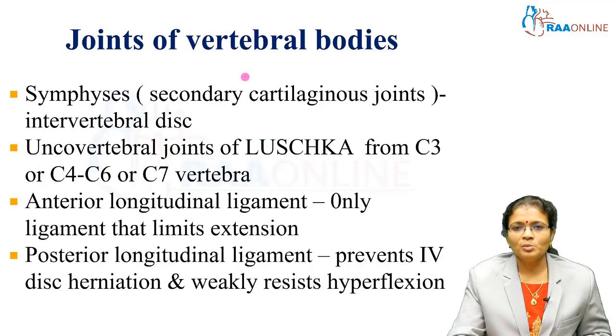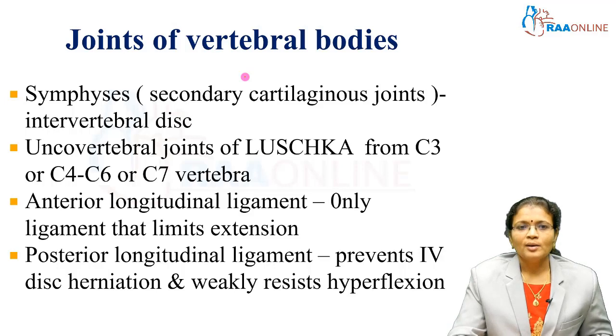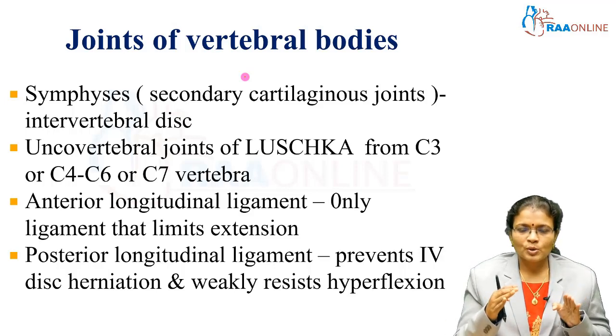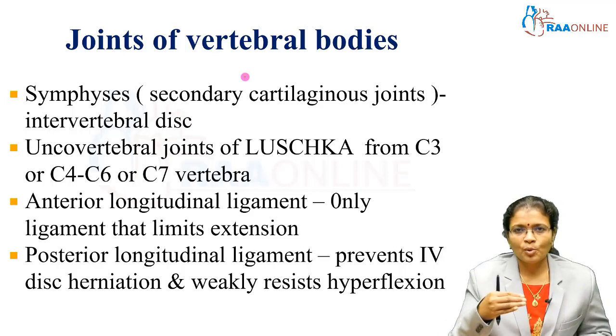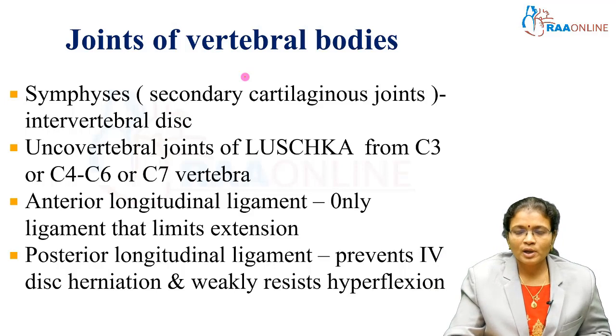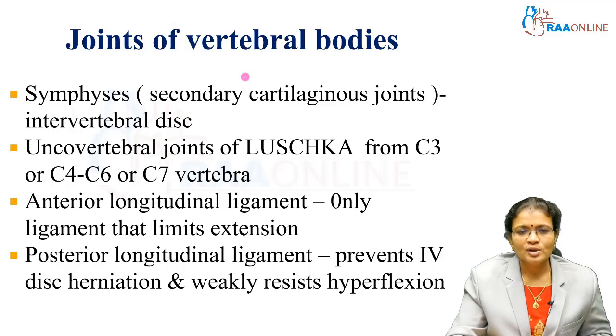Coming to joints of vertebral bodies, they are symphysis type, that is, secondary cartilaginous joints, formed by the intervertebral disc. Uncovertebral joints of Luschka extend from C3 or C4 to C6 or C7 vertebra. These are the joints between the upper corners and edges of the bodies of a vertebra, which articulate with the vertebra above and the vertebra below. They are present only from C3 to C6 or C4 to C7.